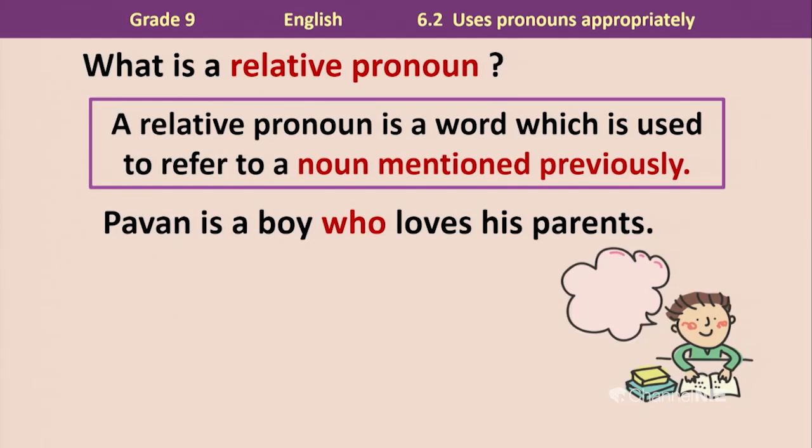So, what is a relative pronoun? A relative pronoun is a word which is used to refer to a noun mentioned previously. It's like this. Pawan is a boy who loves his parents. Now, when you talk about Pawan, the relative pronoun there is who, and who refers to the subject there, that is Pawan. We are describing Pawan.